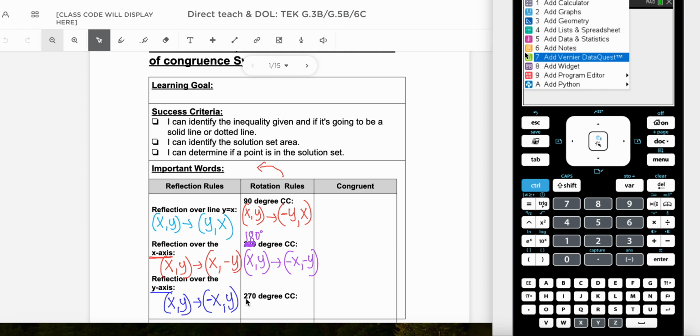And then we're going to do rotation. What happens when you rotate 270 degrees counterclockwise? If you have the coordinate (x, y), it becomes, so again you're going to flip, (y, x). After you flip, you change the sign on the second one. So we're going to be using these today to help us work some transformation problems. So let's move on to slide 2.